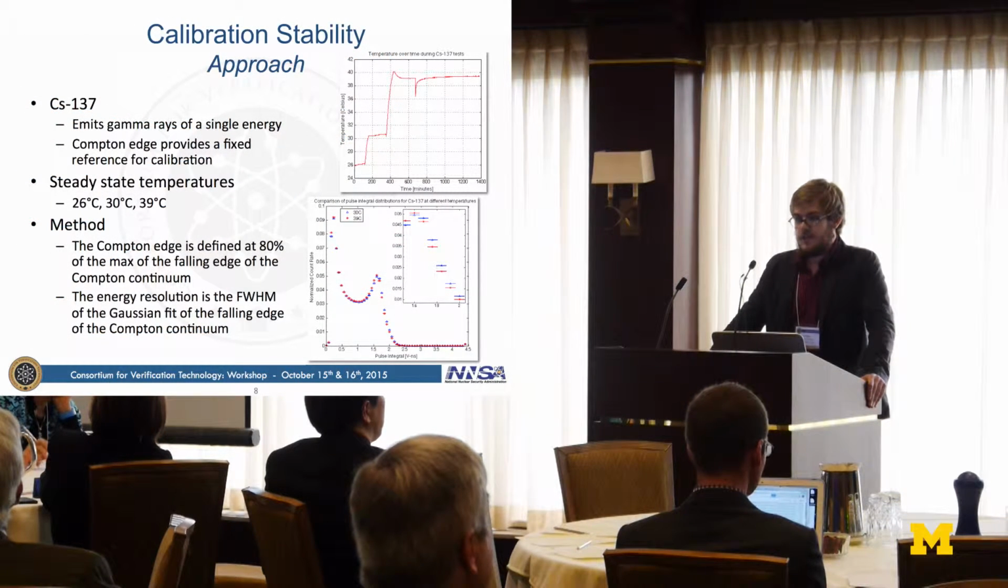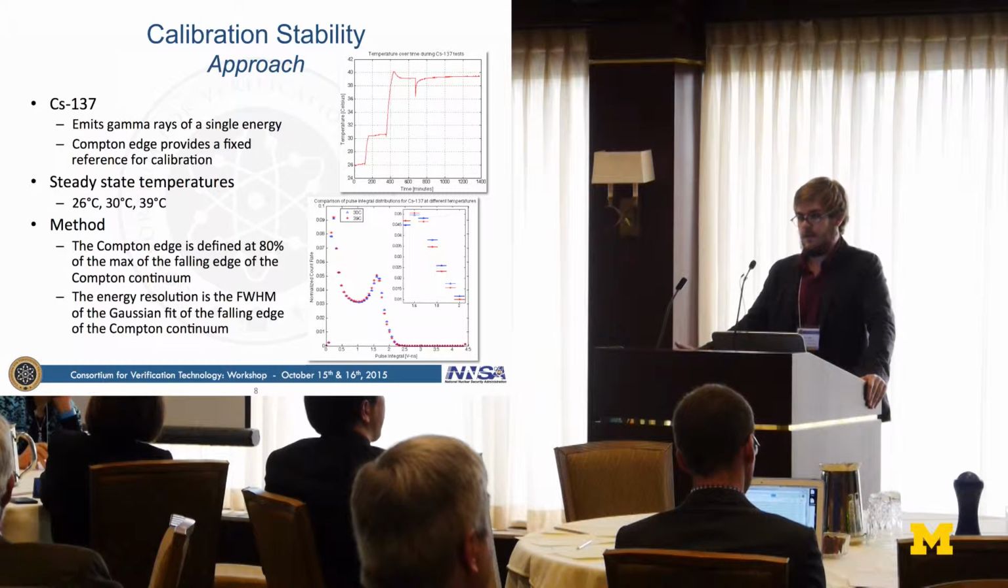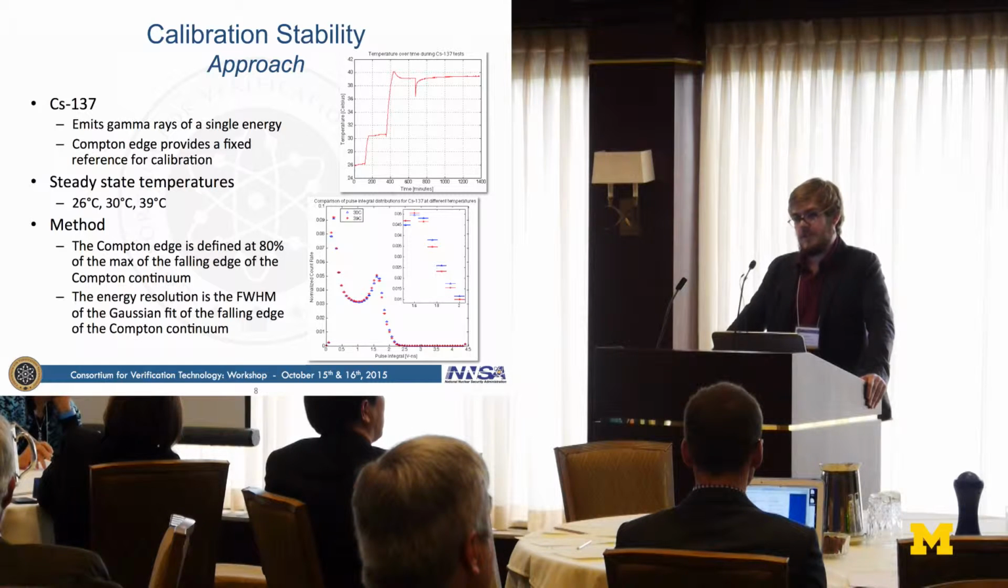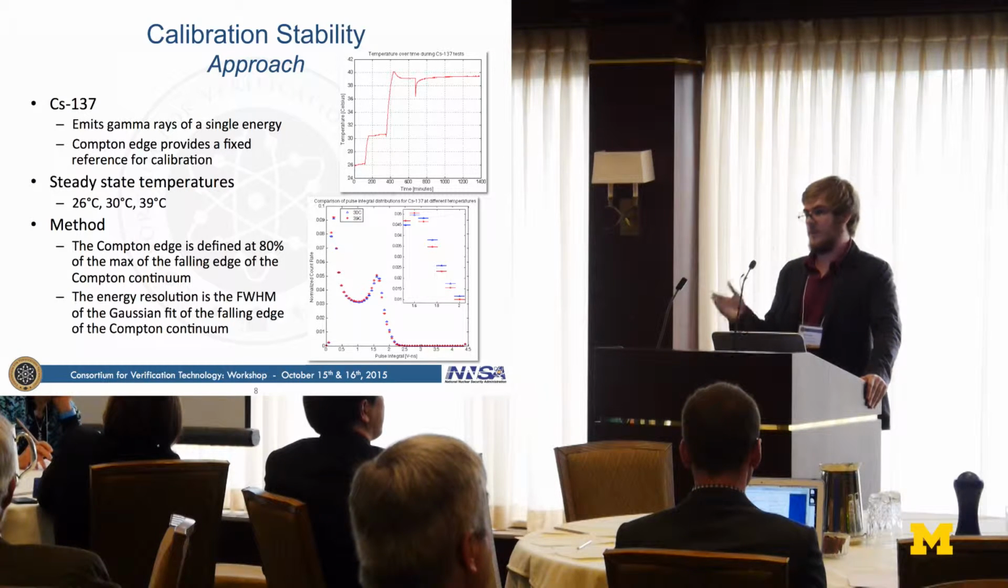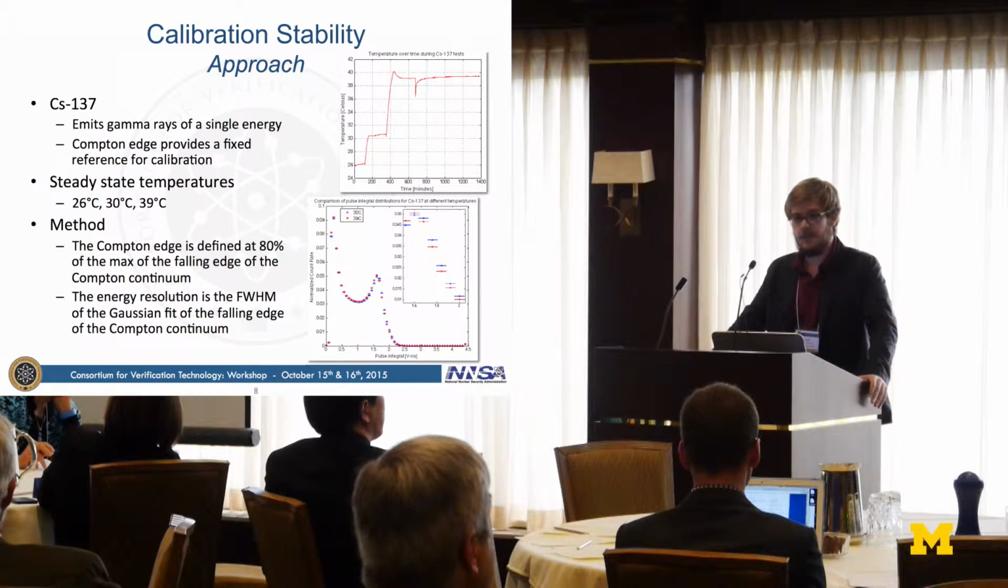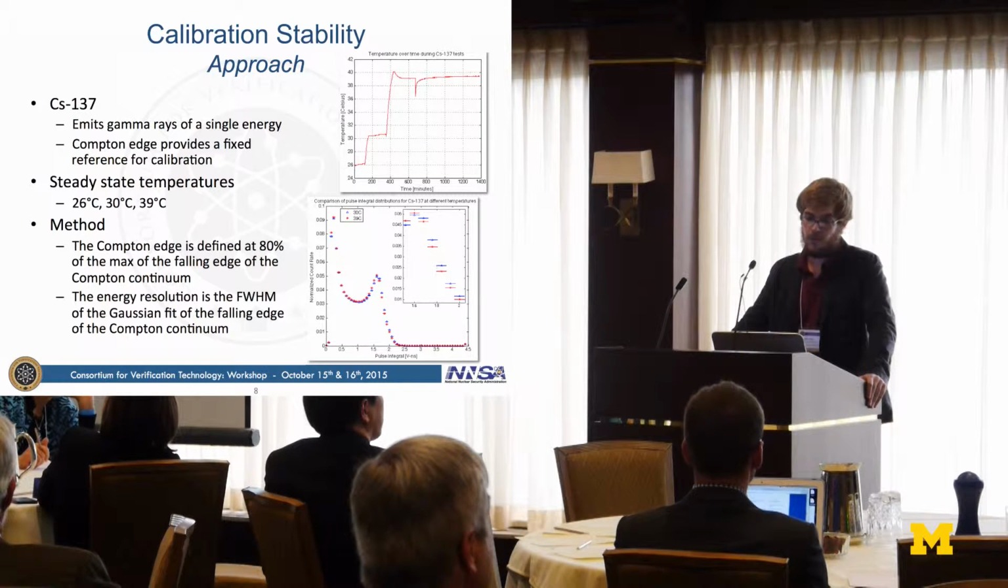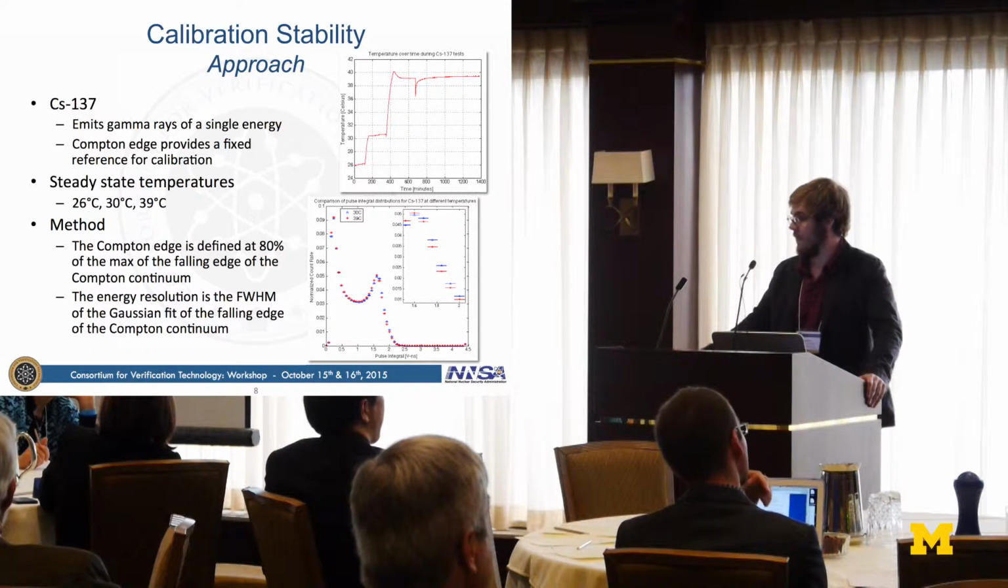For the calibration stability study, we used cesium-137, which is a source that emits gamma rays of a single energy. Another benefit of cesium-137 is there's a feature in the pulse integral distribution, known as the Compton edge, that provides a constant point of reference for calibration. While the target temperatures for these measurements were room temperature, 30 degrees and 40 degrees, our system ultimately reached steady state temperatures at 26, 39, and 30 degrees Celsius, as can be seen in the temperature plot at the top right of the screen.